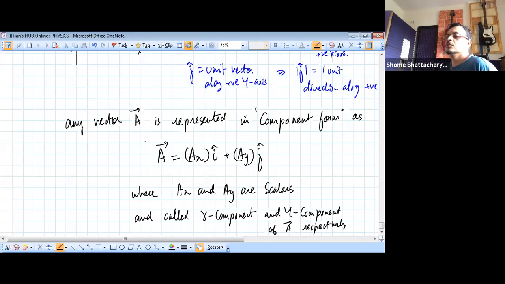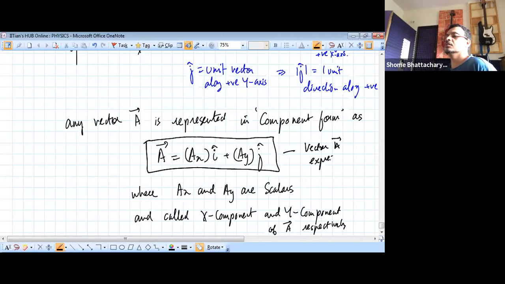Okay, so this is how we represent a vector in component form. This is the vector A expressed or written in component form. Geometrical form में हम उसको कैसे लिखते हैं? By drawing an arrow. So like that, in component form, how do we write it? By an equation like this.